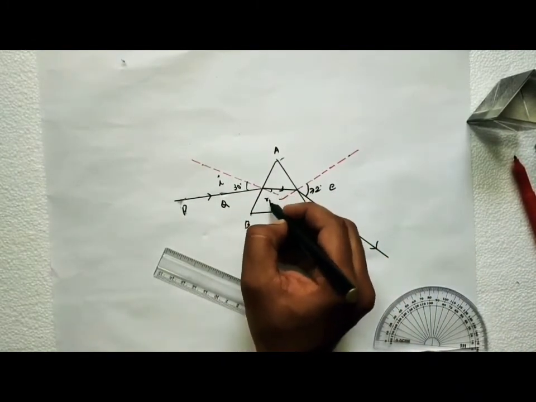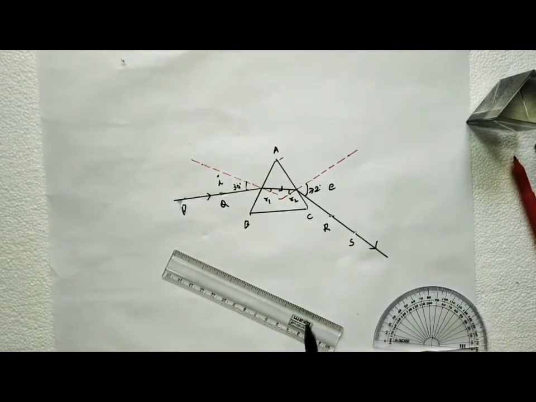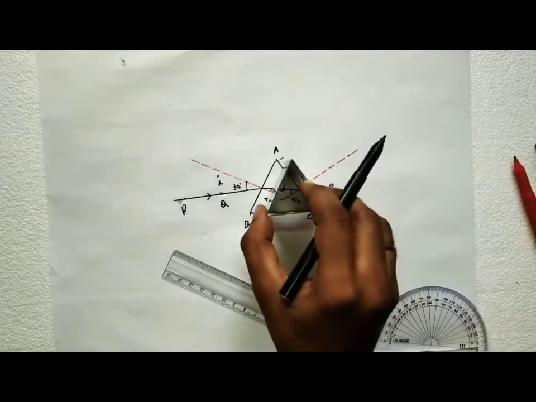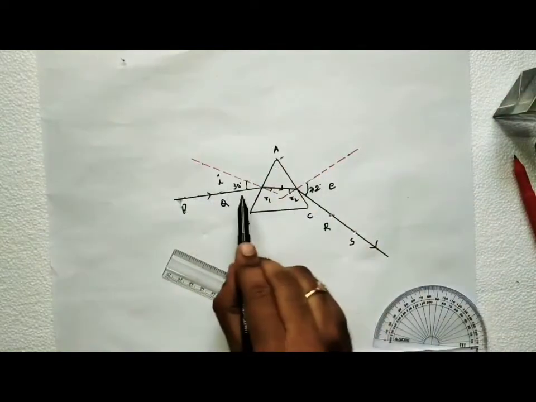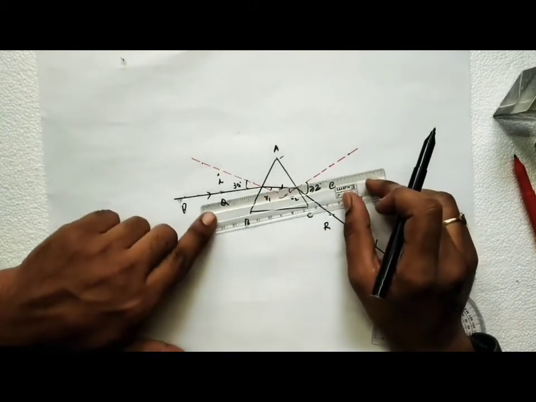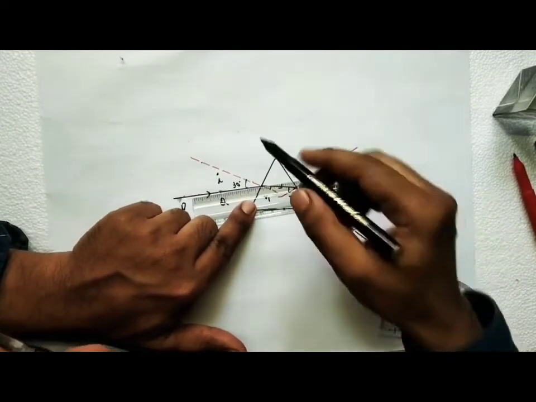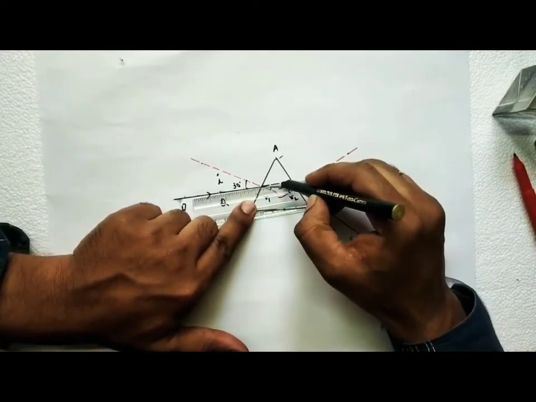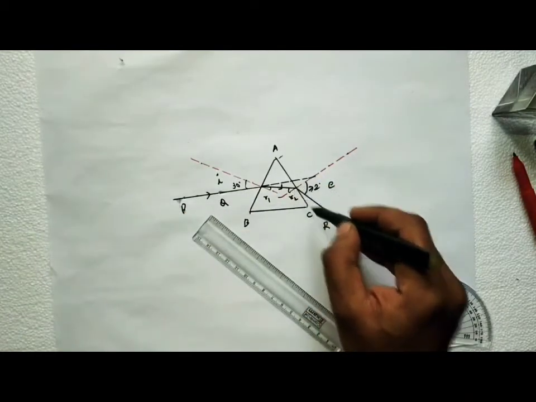Angle of incidence, angle of refraction, angle of incidence at the second surface, R2. So when we place it, the light ray must have traveled in that direction. In the absence of the prism, the light always travels in a straight line. Imagine there is no prism. What would be the direction of the light ray? It must travel in a straight line. So it would have traveled in a straight line in the absence of the prism.